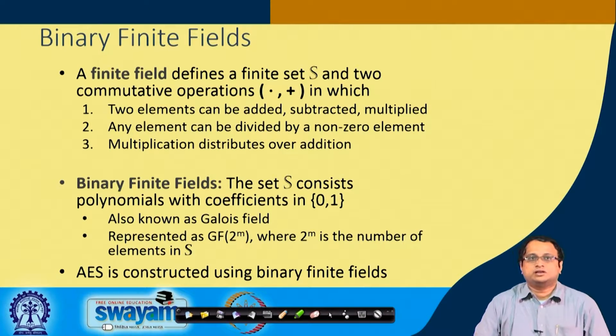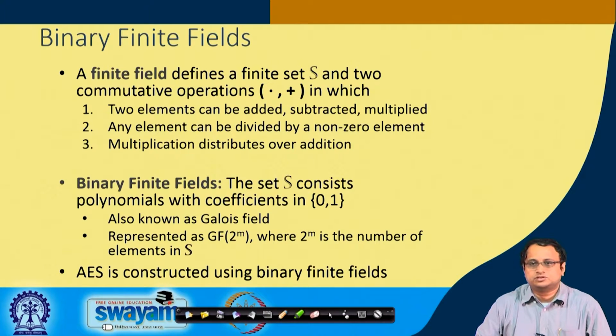Just to begin with, binary finite fields are finite fields denoted, for example, by the set S, and there are two operators defined. They are typically denoted by a dot and a plus. A dot is often realized as a multiplication and a plus as addition, but the definitions can vary, and they are just indicative of these two operations.